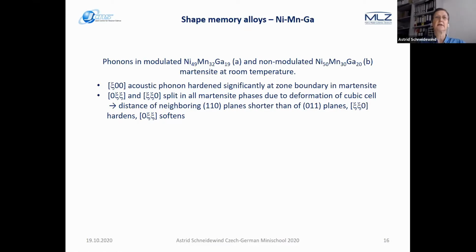So you can easily see the representative of these structural changes in the lattice vibrations, and comparing with compounds which have no modulations and no additional effects like the shape memory effect, you can conclude about the origins of your properties.